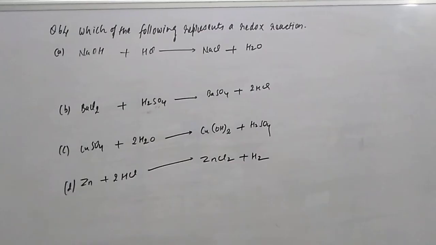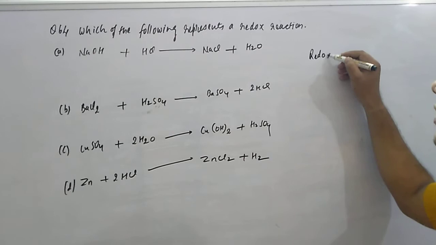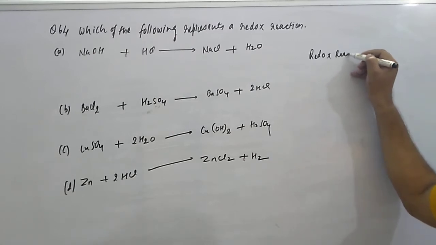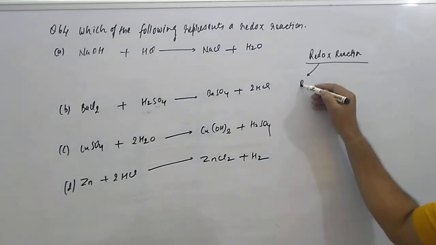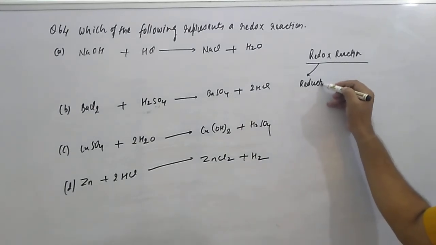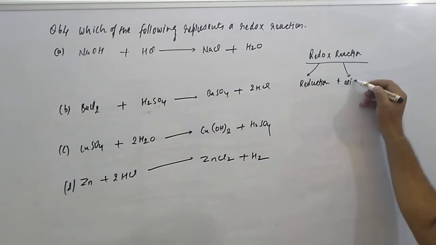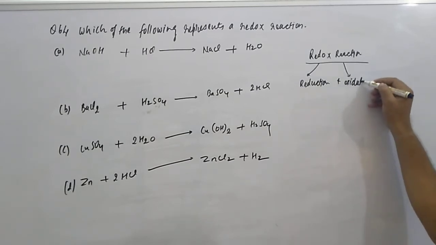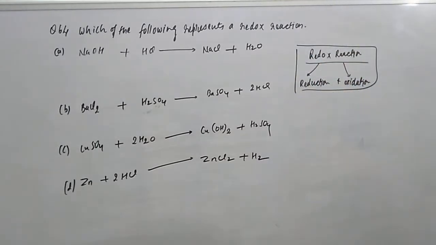Hello student, now let us see problem number 64, which is asking which of the following is a redox reaction. So first of all, what is a redox reaction, student? A redox reaction is a reaction in which reduction and oxidation take place simultaneously. So any reaction, if there is oxidation and reduction taking place together, that is a redox reaction.